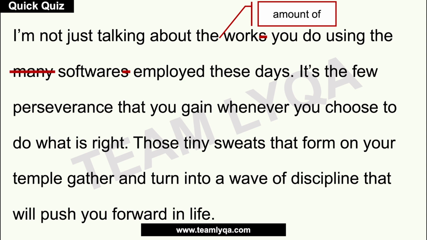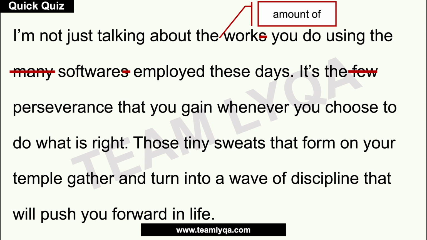Actually, hindi mo kailangan ng many eh. Kasi many na agad naman talaga yung software dun sa sentence. So, pwede na natin tanggalin yan. So, I'm not just talking about the amount of work you do using the software employed these days. It's the few. Okay, tatanggalin ko yung few.